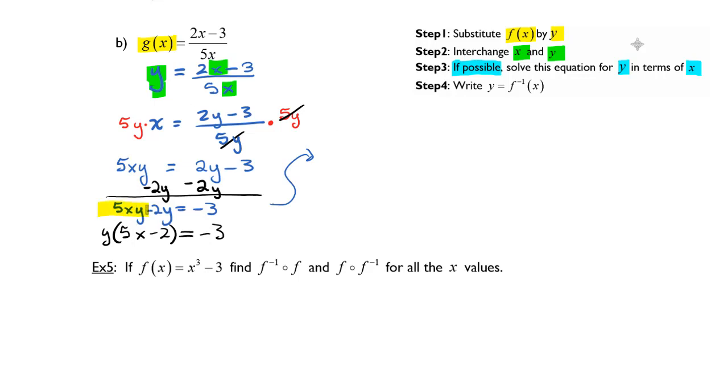I would say that this step right here, this 5xy minus 2y, that's the hardest part of getting these inverse functions because this is like reverse distribution. If you were to multiply this y back in, you'd be exactly where you started. But sometimes it's hard to notice that that's what you need to do. So we'll go ahead and divide both sides by 5x minus 2.